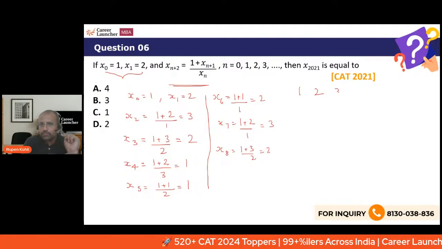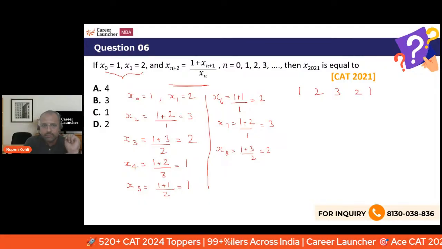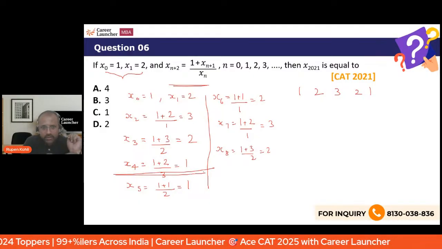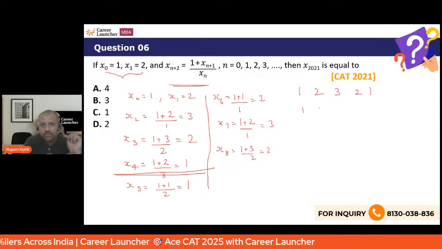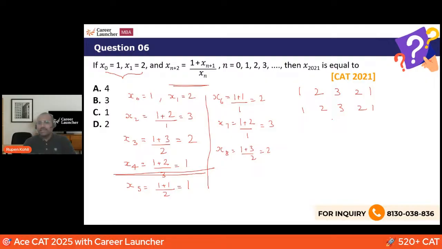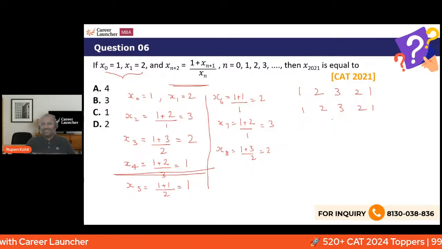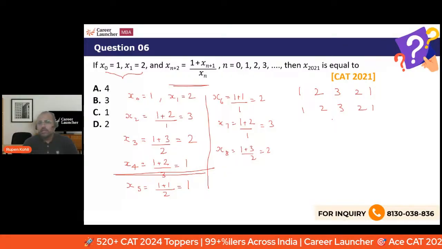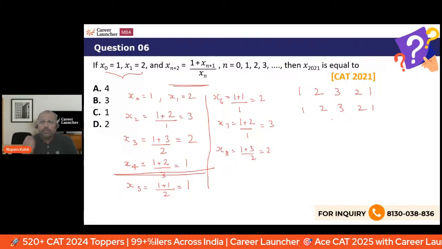1, 2, 3, 2, 1. Here was the breaking point. And again, 1, 2, 3, 2, 1, and so on. I got the pattern. It's repeating in a loop, right? There are no new terms except for these 5 terms in a loop over and over and over again.